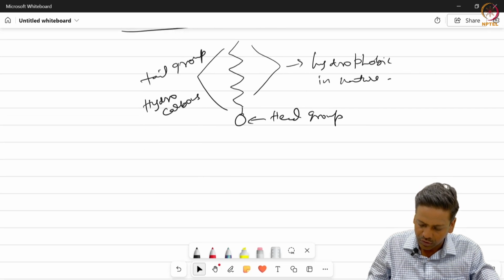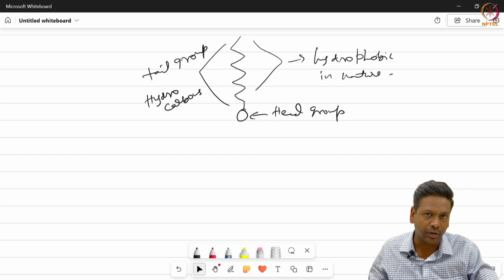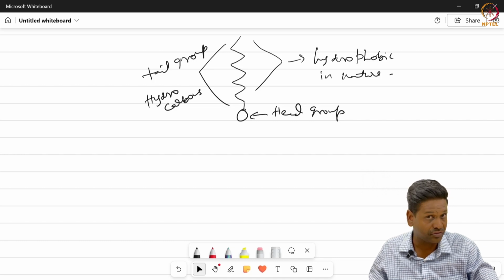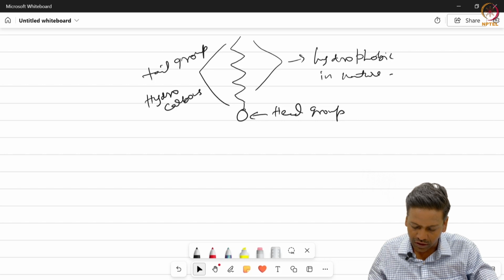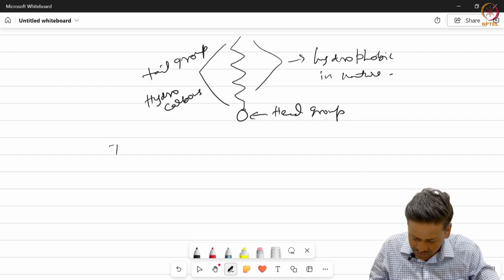There are different types of surfactants. You would encounter a surfactant with two tail groups, or a surfactant with two head groups, like zwitterionic surfactant or Gemini surfactant. So there are different types of surfactants depending on the application. One would have to look at and explore. So let's talk about different types of surfactants.